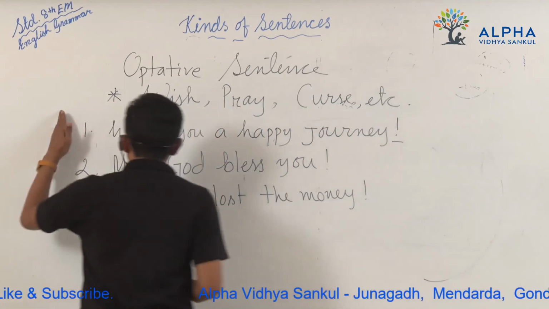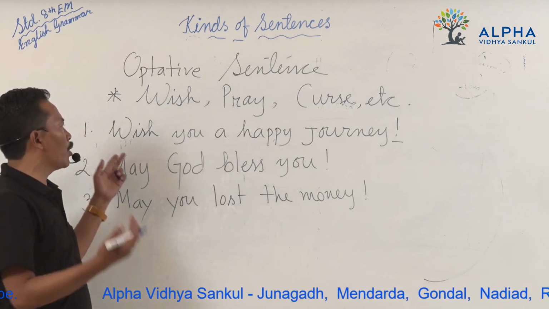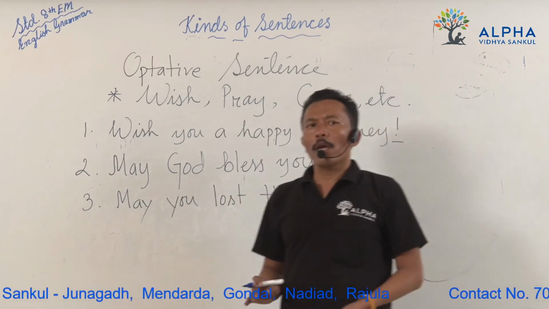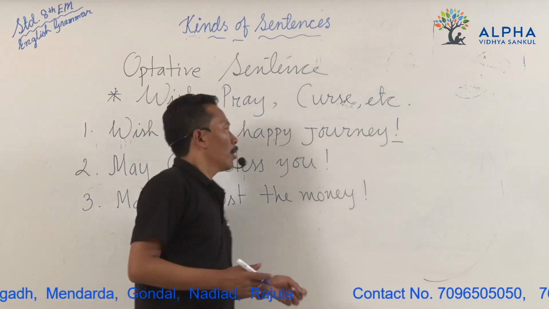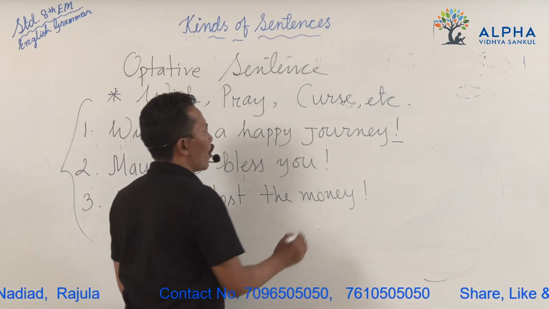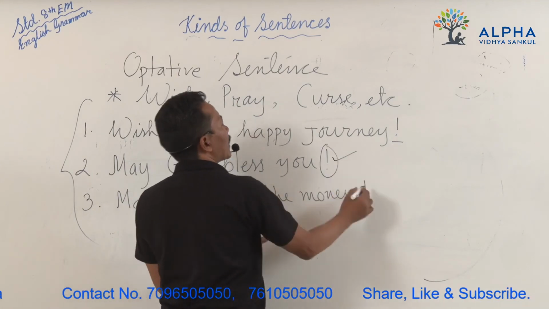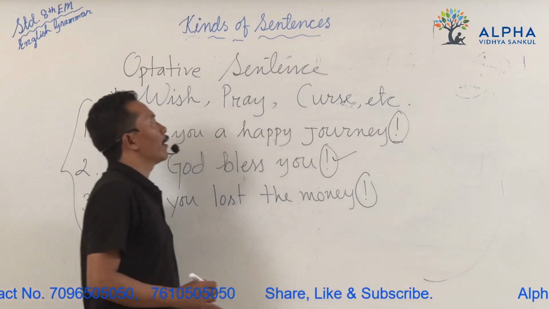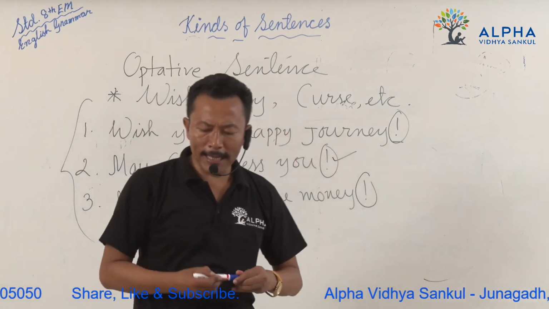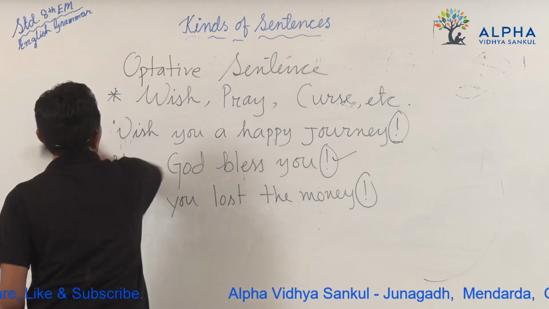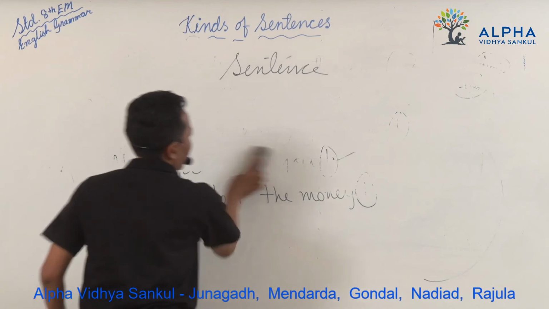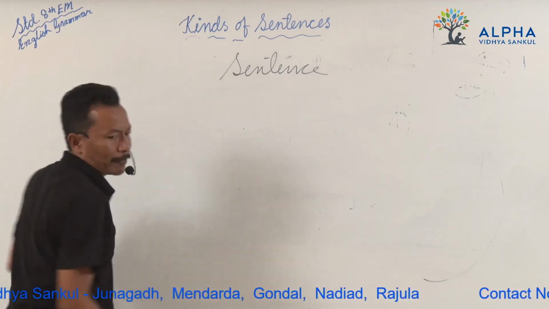So all these types of sentences, wish, there are so many different types of wish. Wish you a happy journey, wish you a happy birthday, like that. May God bless you, may you be happy. Such types of sentences are called what? Operative sentence. One special thing you have to know: at the end there will be the exclamatory sign, but the meaning is different. So for the operative there will be wish, pray, curse, etc. And the last one is the exclamatory sentence. For the exclamatory sentence, the exclamatory sign is there, but the meanings are different.